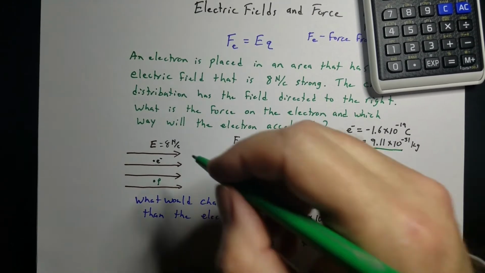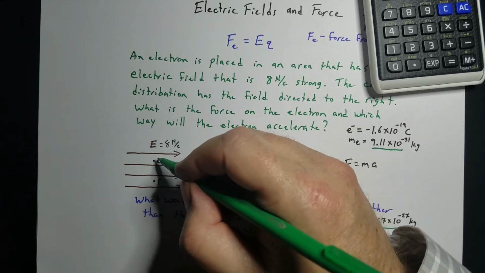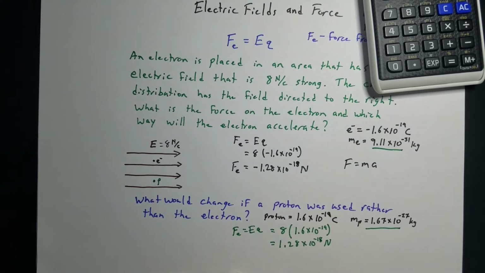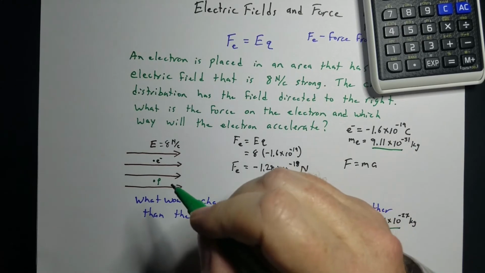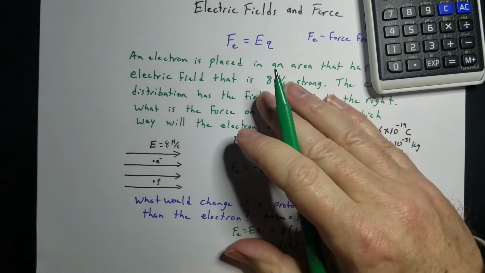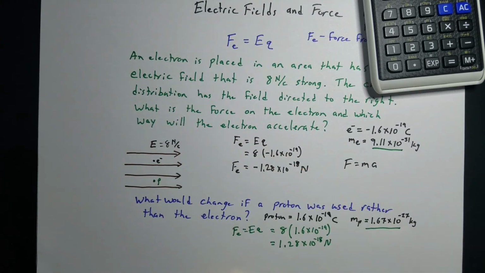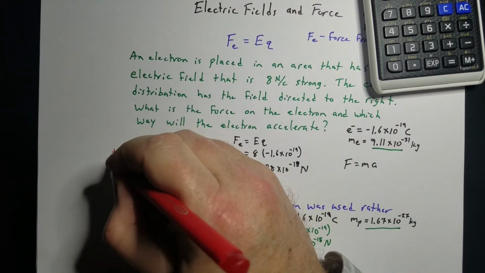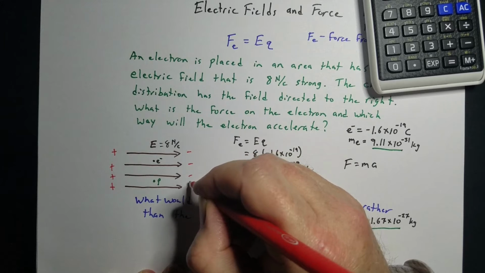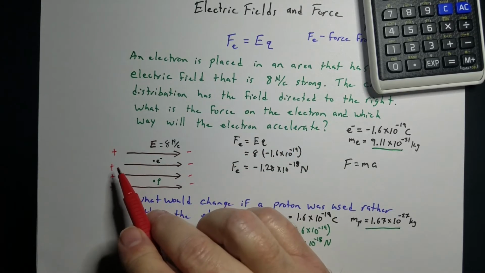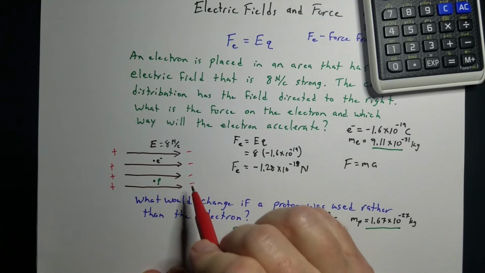If we look at this, let's think about this electric field. Remember, electric field lines come out of positive charges and go into negative charges. So even though we don't know the distribution, we know that over on the left-hand side there has to be positive charges over here someplace, and negative charges over here someplace, because electric field lines always come out of positive charges and always go into negative charges.